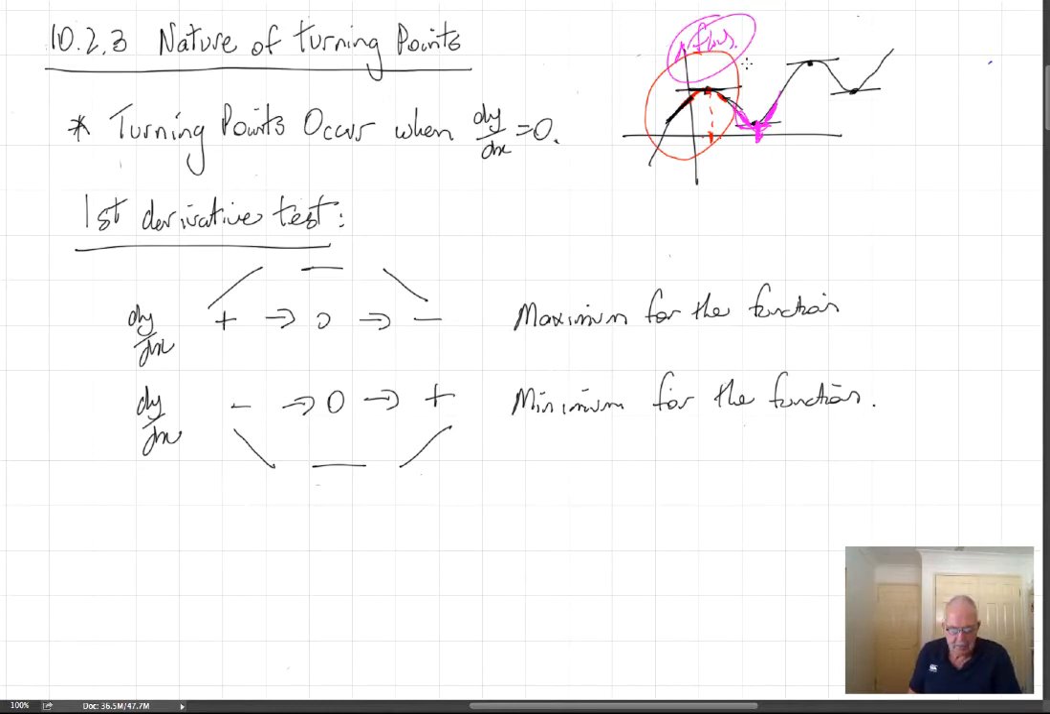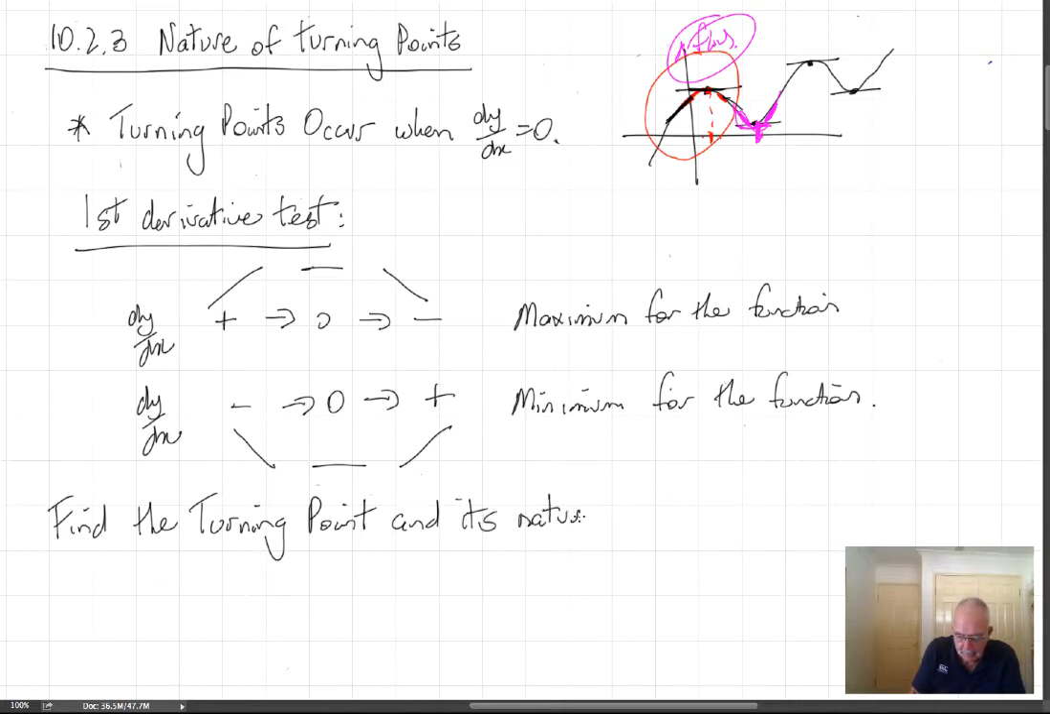All right, so let's put that into practice. Find the turning point and its nature. Now its nature just means whether it's a maximum or minimum.